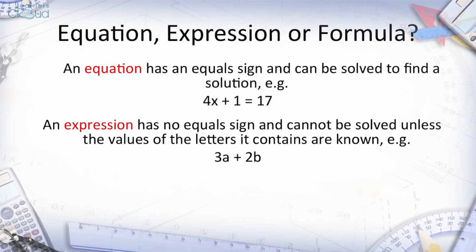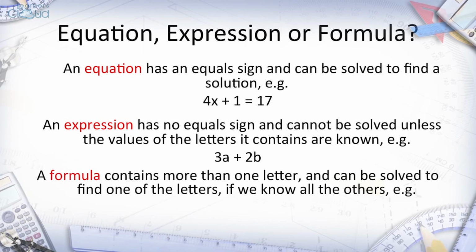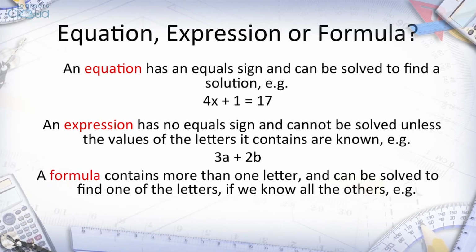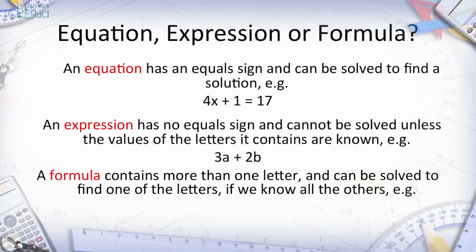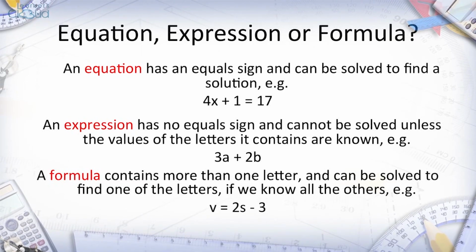And finally, a formula contains more than one letter and can be solved to find one of the letters if we know all of the others. So an example of a formula would be v equals 2s minus 3.